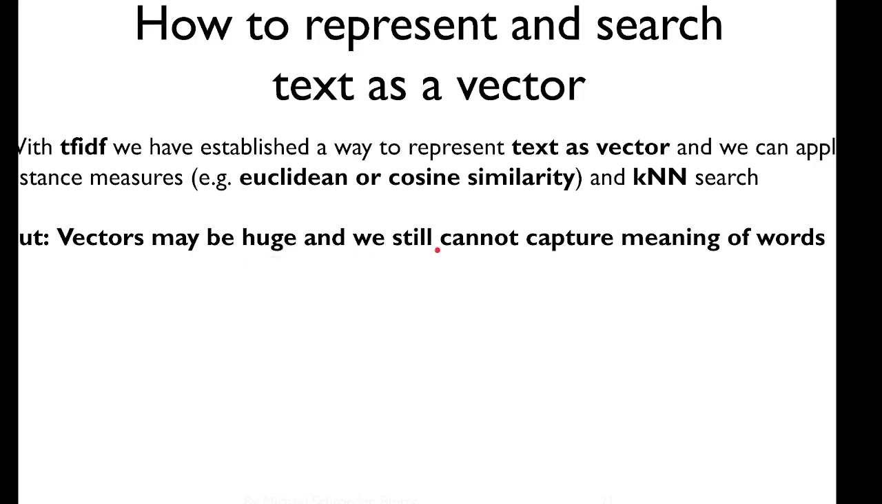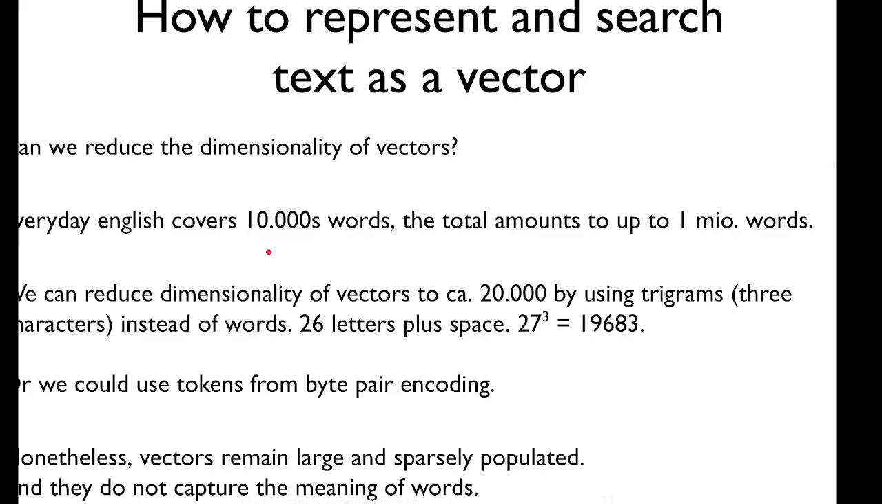We cannot capture that bike and bicycle are similar to each other and should therefore not be treated in the same way as bike and vase, for example. Let's look first at the huge vectors. If we really do this for language over a large corpus, then the vectors become really mighty.